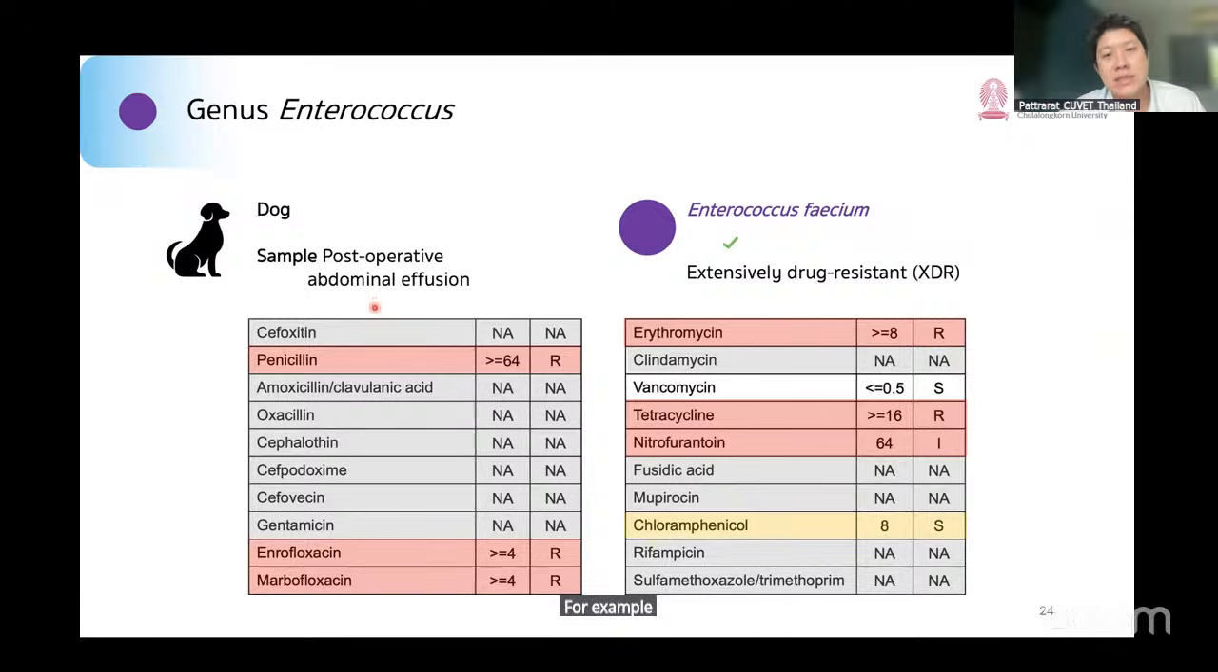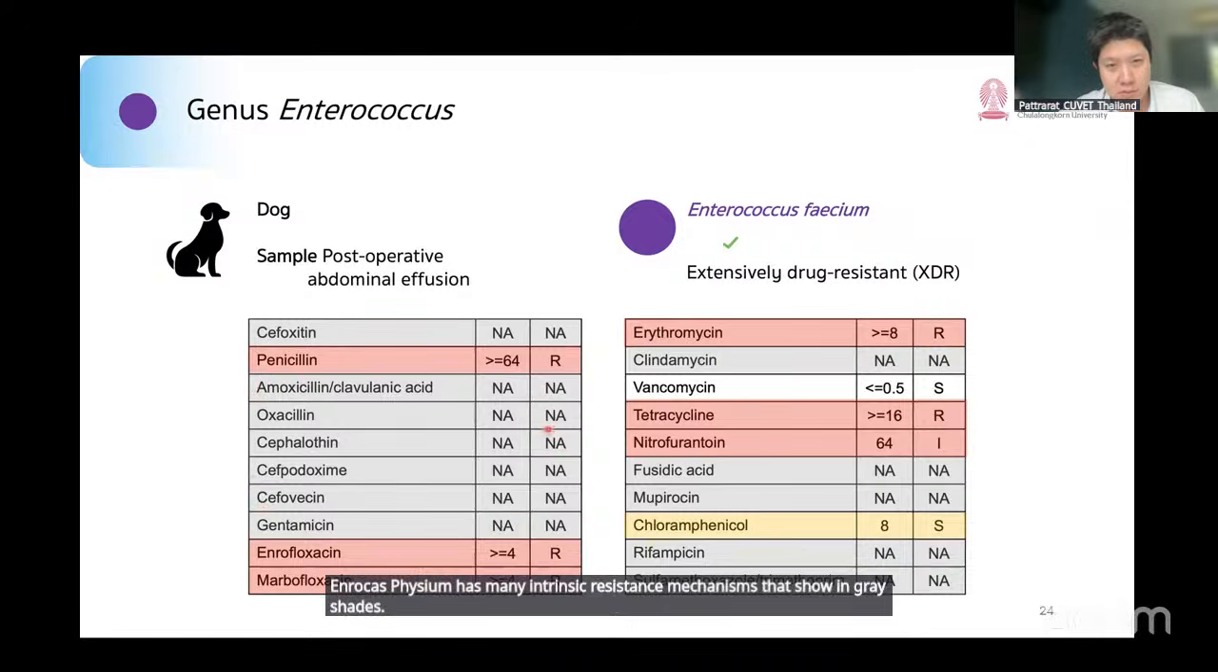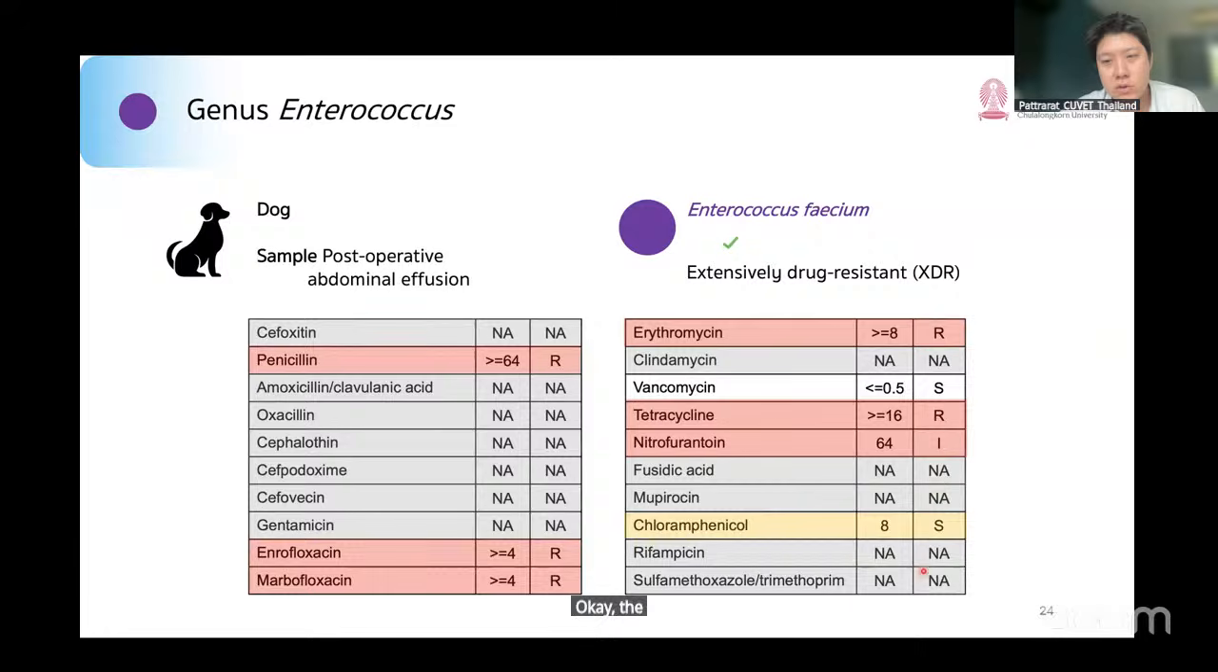For example, you can see the results of antimicrobial susceptibility testing from a dog. The dog had post-operative abdominal effusions. And for the bacterial culture, we found Enterococcus faecium. Enterococcus faecium has many intrinsic resistance mechanisms that are shown in gray shades. Okay, the gray shows the drugs that cannot be used to treat Enterococcus.